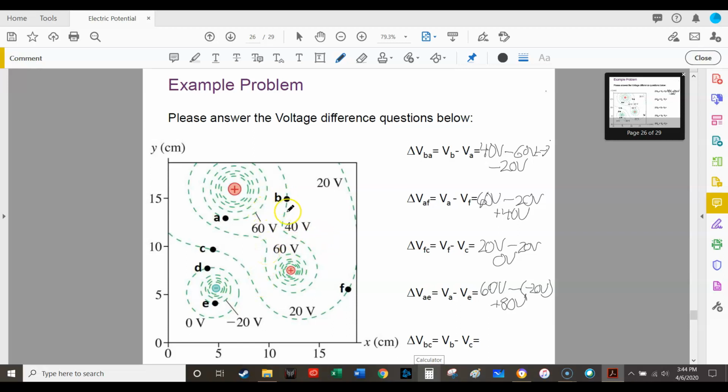How about the voltage difference between B and C? The voltage at B is 40 volts. The voltage at C is 20 volts. So 40 volts minus 20 volts is going to result in a positive 20 volt difference. All right. There's just a really quick, easy task to practice getting voltage differences by looking at an equipotential topo map. Okay.